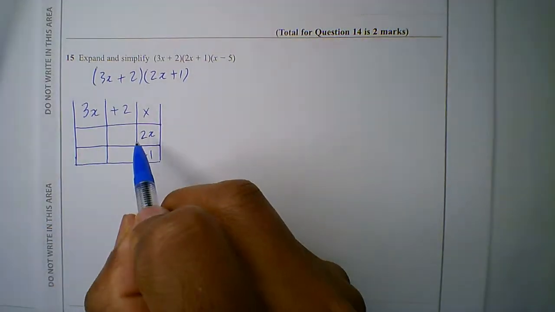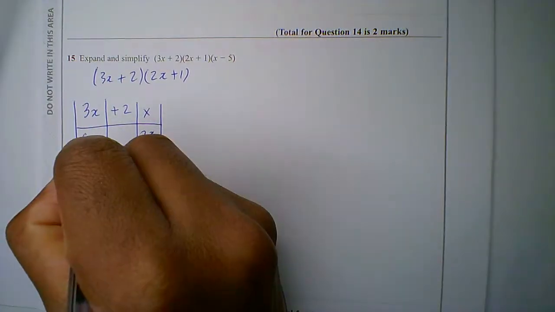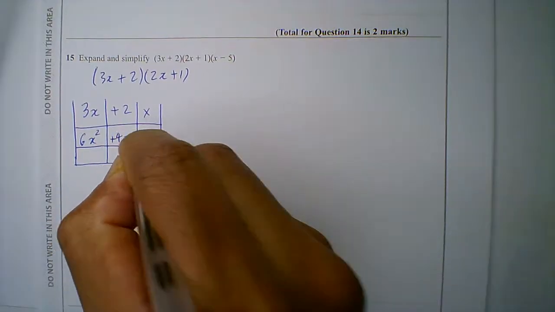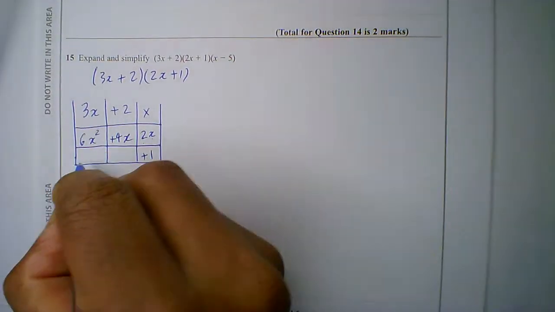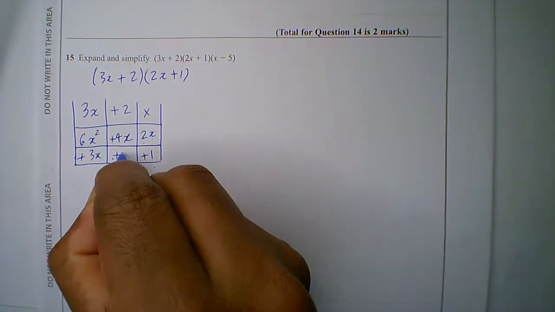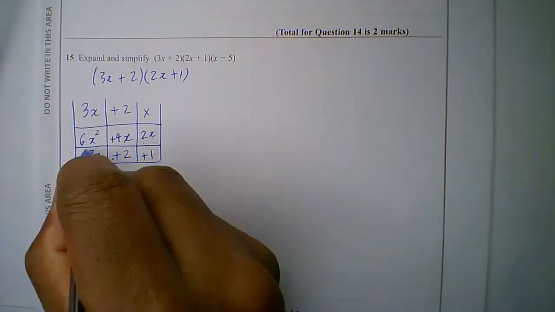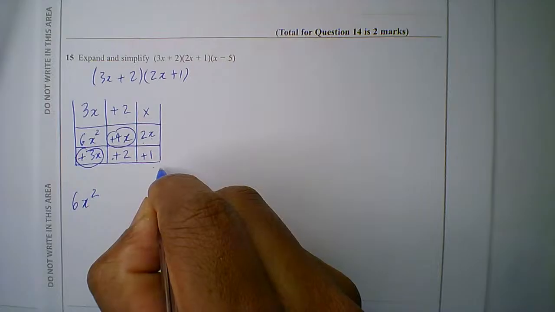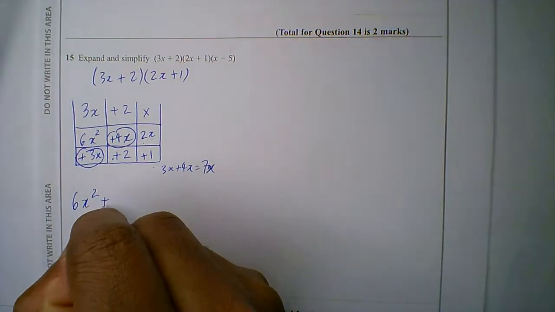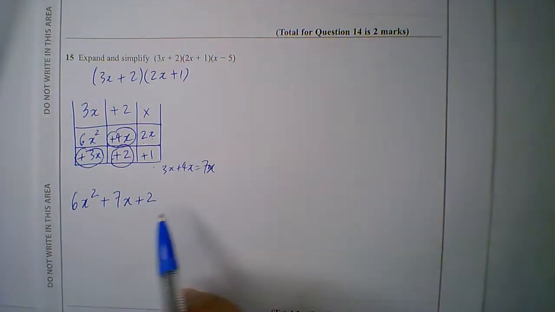Okay, now I'm going to expand these. 2 times 3 is 6. x times x is x squared. 2 times 2 is 4, so plus 4, and we've got the x. 1 times 3x is just 3x, so it's positive, and 1 times 2 is still 2. And now I collect my like terms. 6x squared stays as it is. I've got 3x and 4x. 3x plus 4x gives me 7x. And then I've got plus 2 there. Okay, so that's my simplified answer.